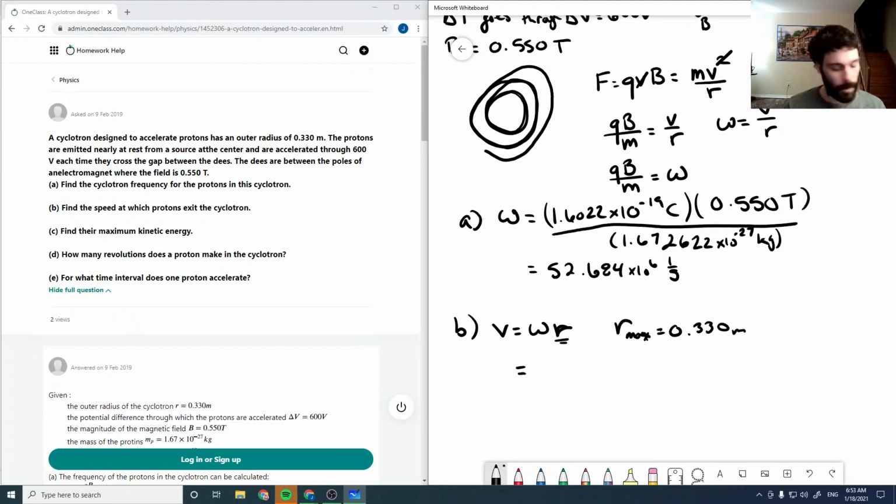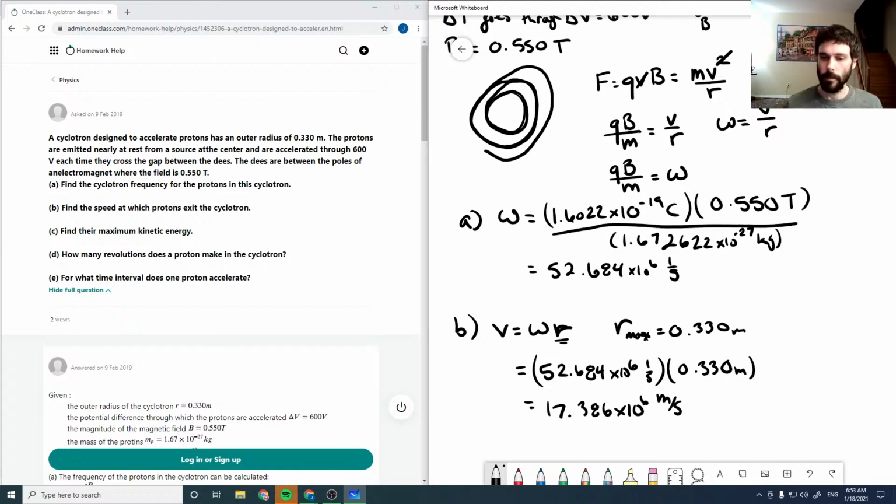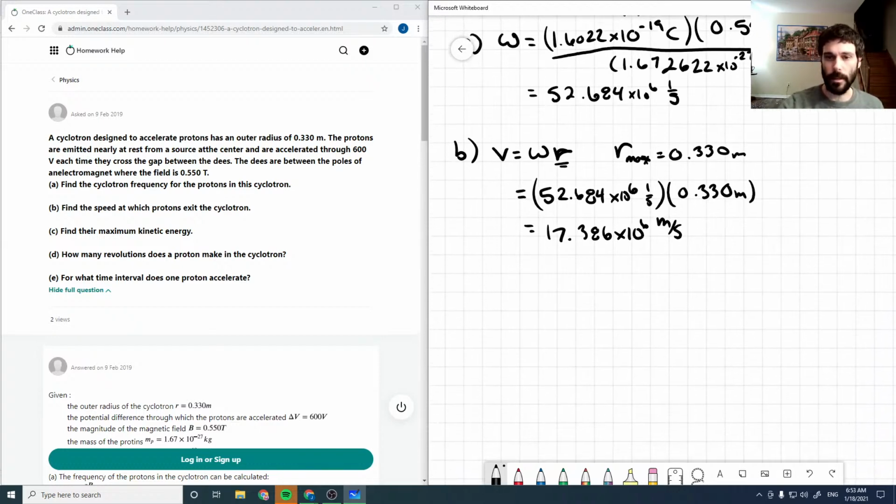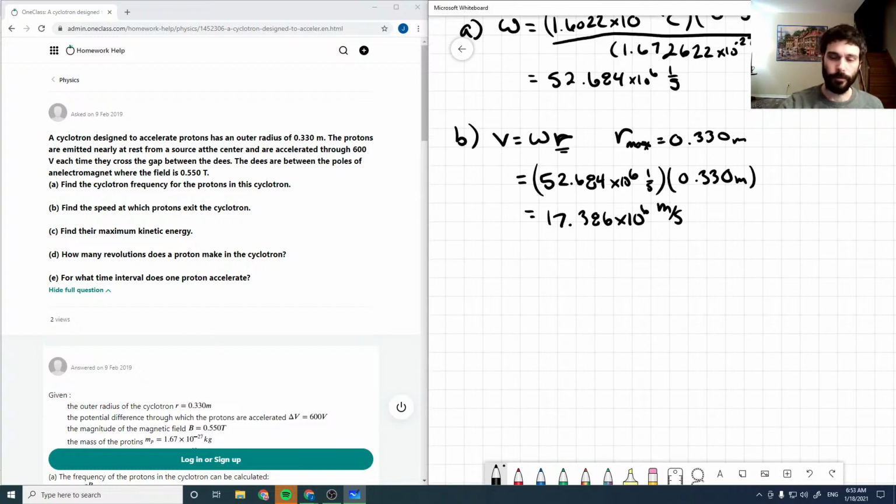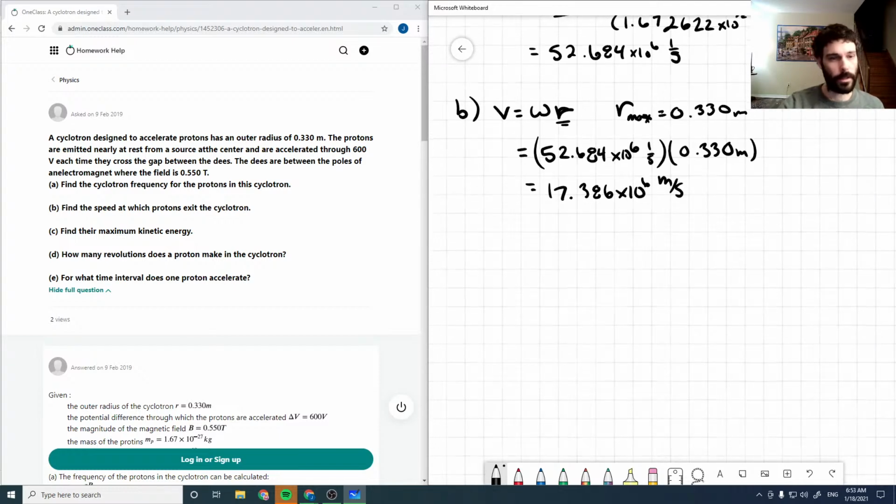So our v at maximum is 52.684 times 10 to the 6, 1 over seconds, times this 0.330 meters, which is 17 times 10 to the 6 meters per second, which is very high, right? So remember, the speed of light is 3 times 10 to the 8. So this isn't quite there, but it's getting close.